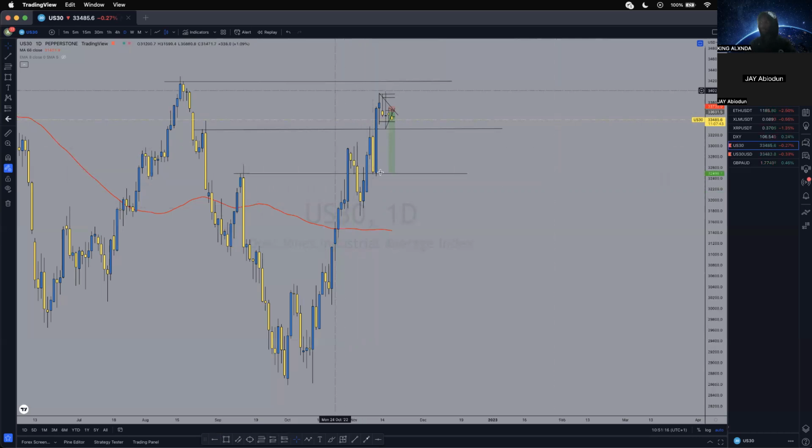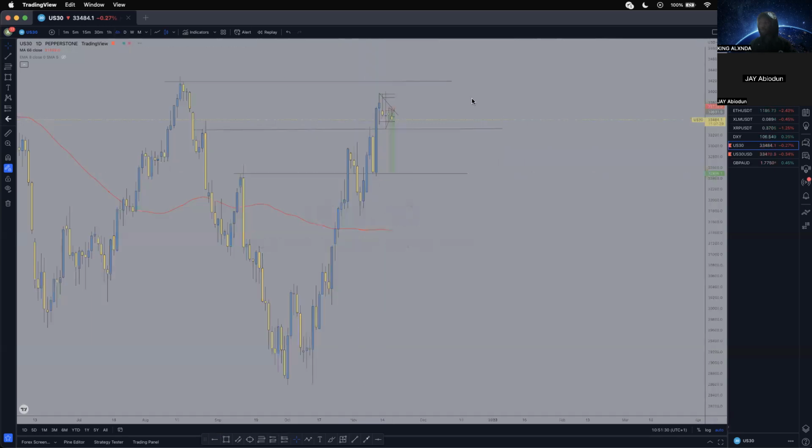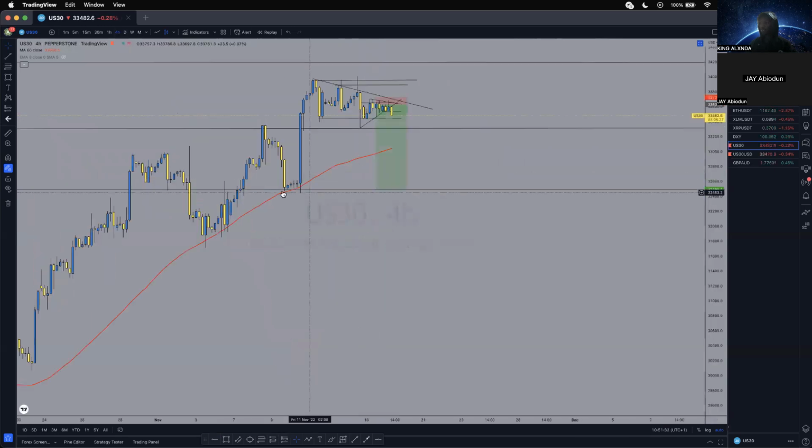A break of a point, I want a retest of that point before it continues. And that is exactly what happened here. We got that break, retest of that point. If you go on lower time frame, you would have seen an entry to take here. It was the CPI day.